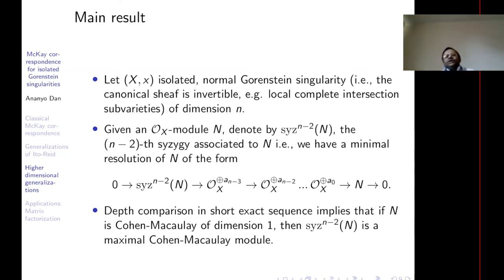And why are we looking at Cohen-Macaulay modules of dimension 1? It is because, as we argued before, we want to give the correspondence by substituting the degeneracy locus with these curves coming from these higher syzygies. So we want to restrict to dimension 1. We look at something that is torsion free of dimension 1, and take the higher syzygy of that module, and that will give us the correct maximal Cohen-Macaulay module to compare with.